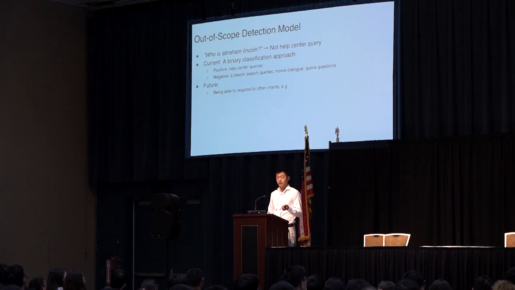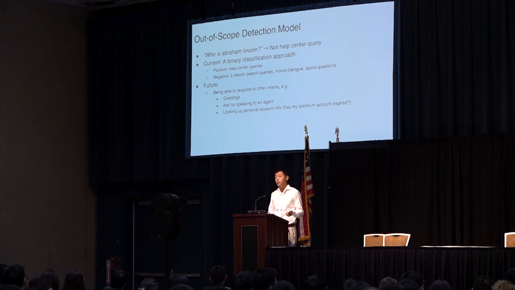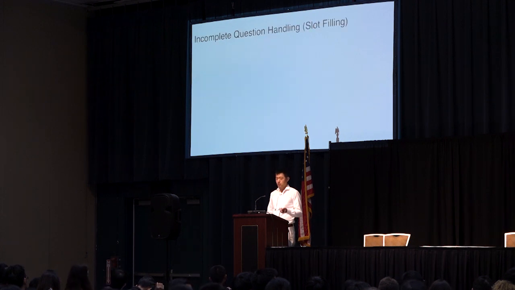But even for irrelevant ones, we can in fact do something here, right? For example, if the user says greetings, like how are you, we can do something. If the user says I want to speak to an agent, we can do something, right? There are many things that we can still do to help the user out, even if the question is beyond the scope, right? And incomplete question handling is actually a slot filling problem, right?